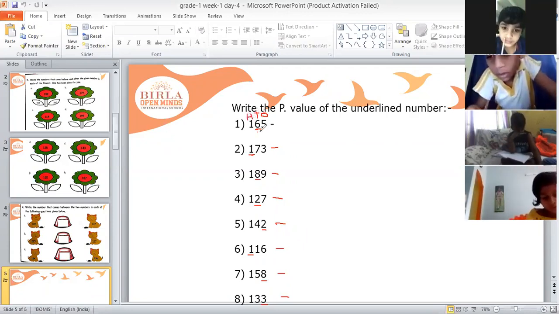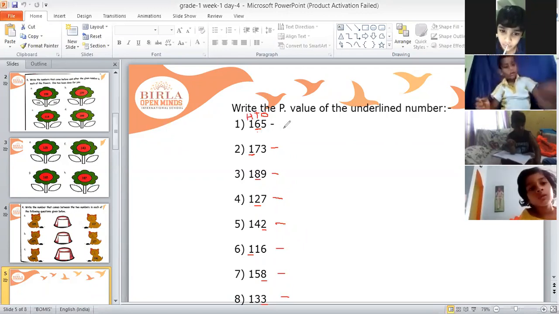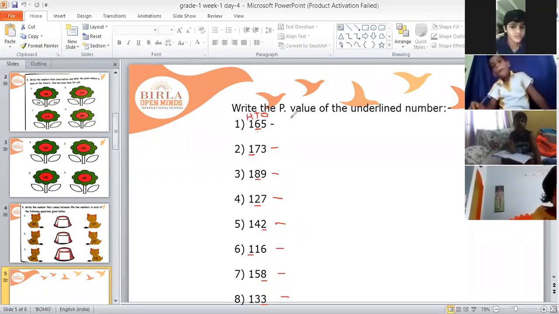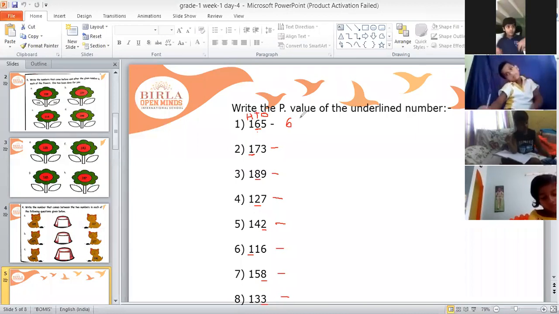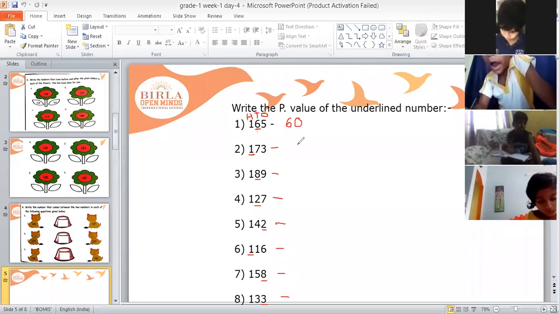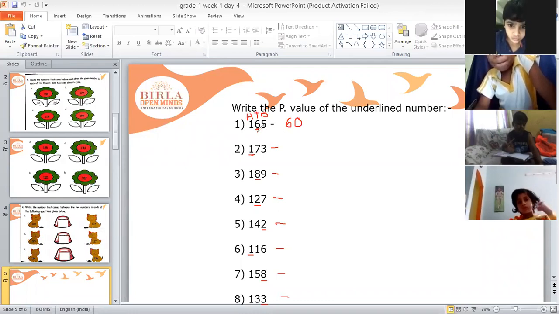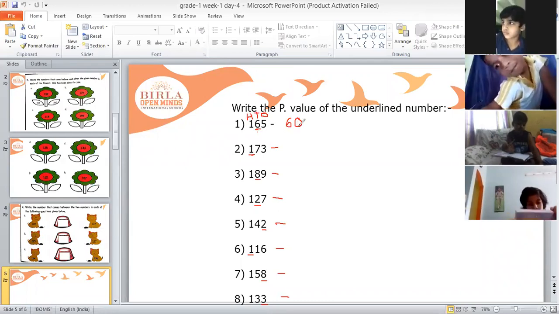Right, so what is the place of this 6 here? This 6 is in 10's place here. So what we will do, we will write this 6 here as it is. And after this 6, we will put here 1 0. Why we will put here 1 0, children? Because this 6 is in 10's place, and in 10's we have only 1 0. That's why we are putting here 1 0. So answer is 60. So place value of this 6 in 165 is 60. Okay.